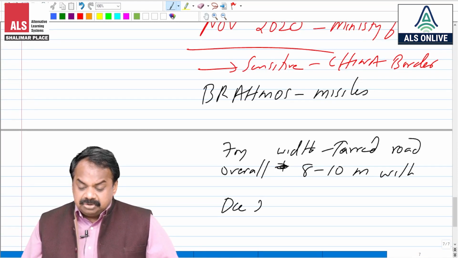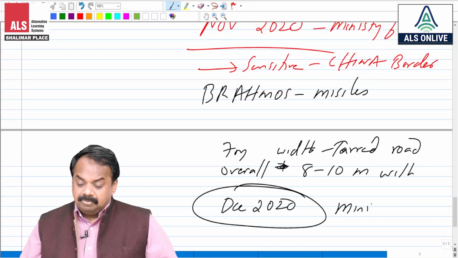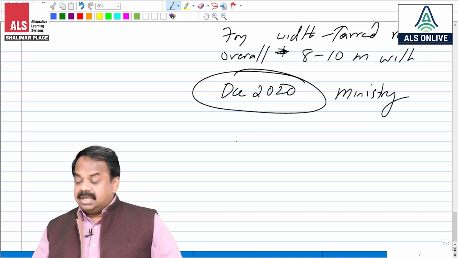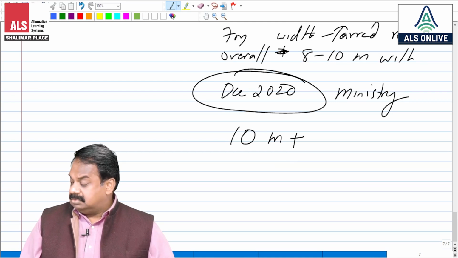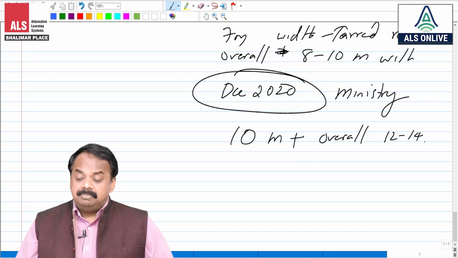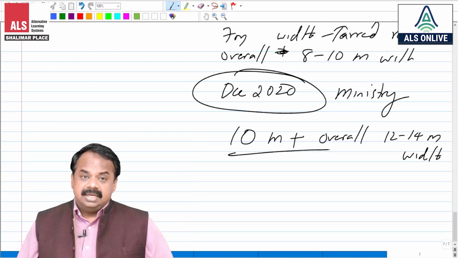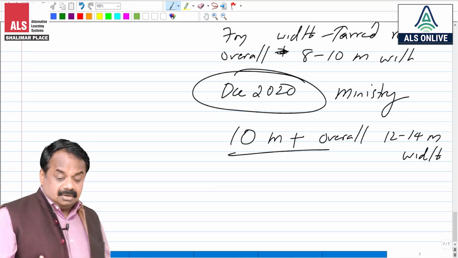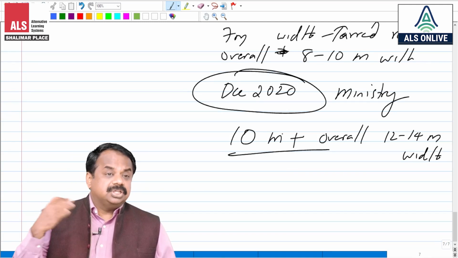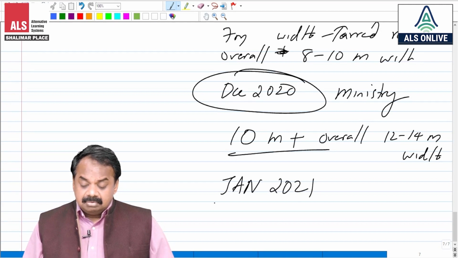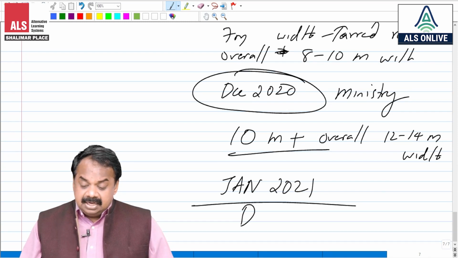Then in December 2020, the Ministry of Road Transport raised the width. Earlier the ministry was saying that hill roads should be 5.5 plus 1.5. Now they are saying the hill roads can have a width of 10 meters plus the shoulder, with an overall 12 to 14 meters width. Instead of the 5.5 meters prescribed earlier, the width can be 10 plus the shoulders put together, 12 to 14 meters. Meantime, in January 2021, the Ministry of Defense once again came.